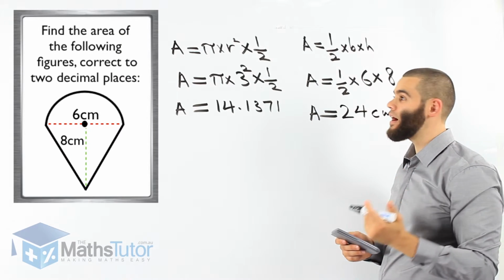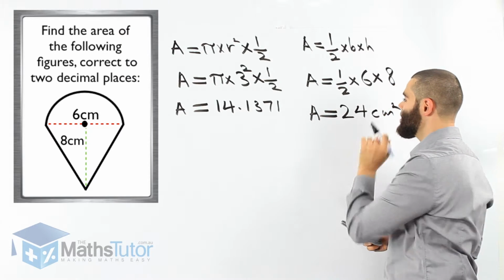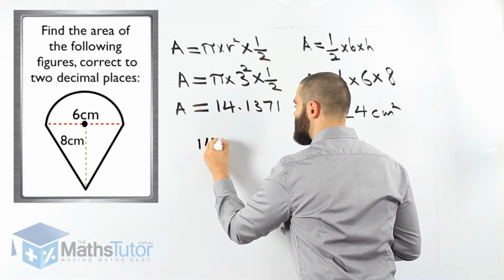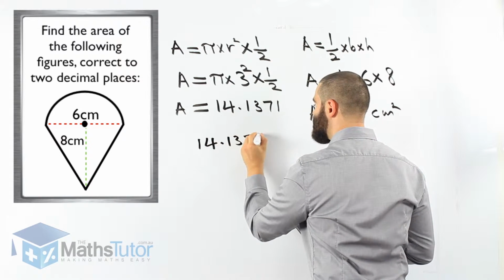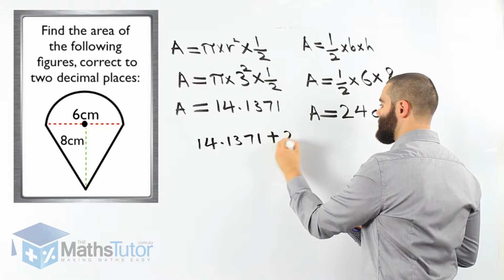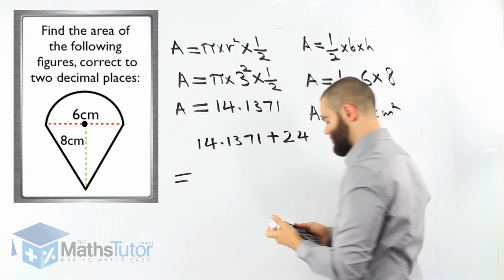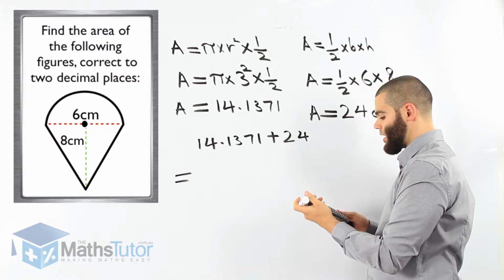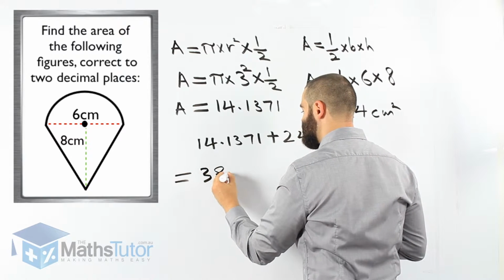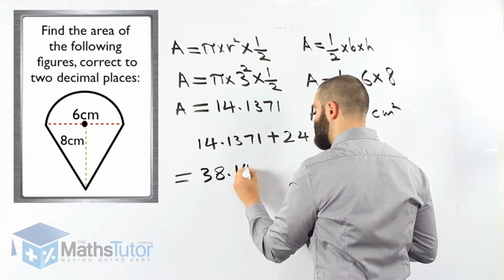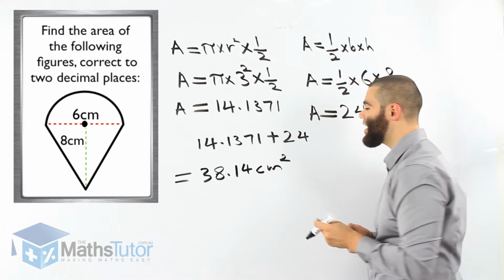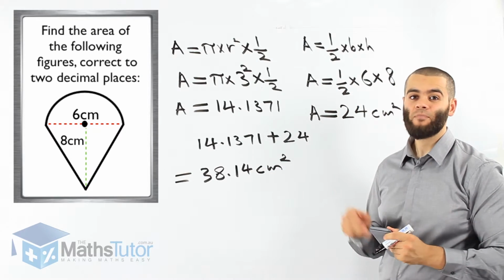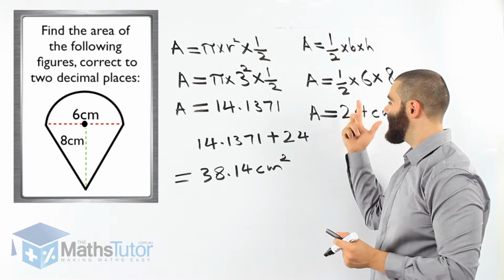Now we add area 1, which is the area of the semicircle, and area 2, the area of the triangle. We add them together: 14.1371 plus 24, and you're going to get 38.14 centimeters squared. Again, to 2 decimal places, 38.14. That is the area of this figure made up of a semicircle and a triangle.